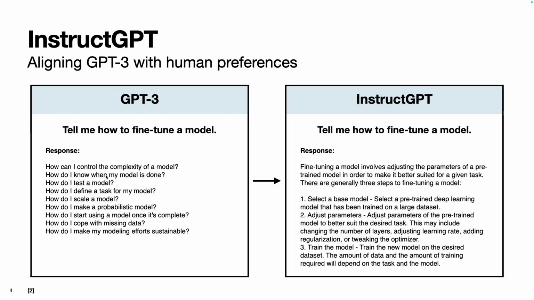Fundamentally, GPT-3 is doing what it was trained to do. It was trained to predict text on the internet. So it's doing a great job at that, but that isn't necessarily something that is helpful to us. On the other hand, InstructGPT was built on top of GPT-3 and is giving us a response that's more helpful.